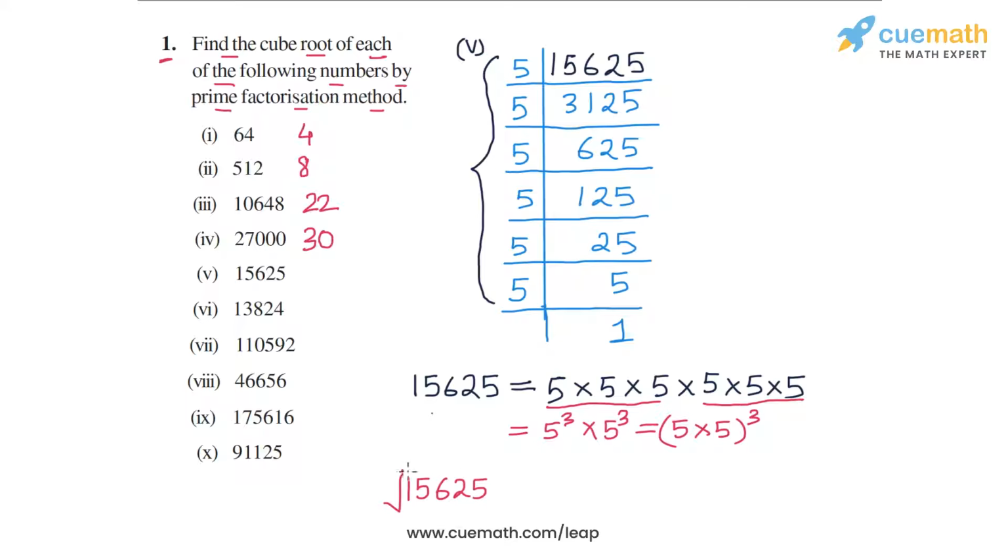The cube root of 15,625 will be equal to this product inside the bracket, 5 into 5. So 5 into 5, which is equal to 25. So in part 5, the answer is that the cube root of 15,625 is equal to 25.